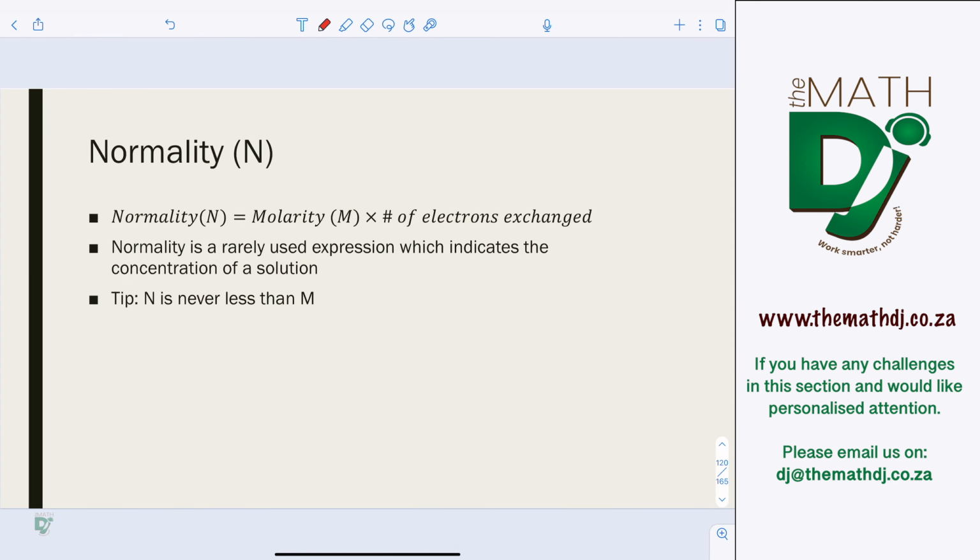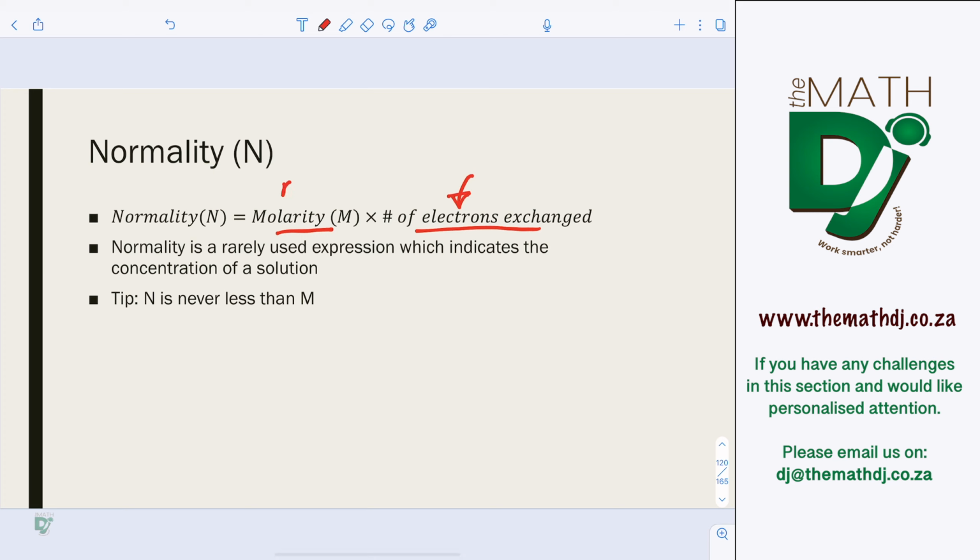So then there is normality. Normality is molarity times the number of electrons exchanged. So normality is a rarely used expression which denotes the concentration of a solution. N is never less than M. Why are we saying that? Because it's a multiple of the number of electrons.